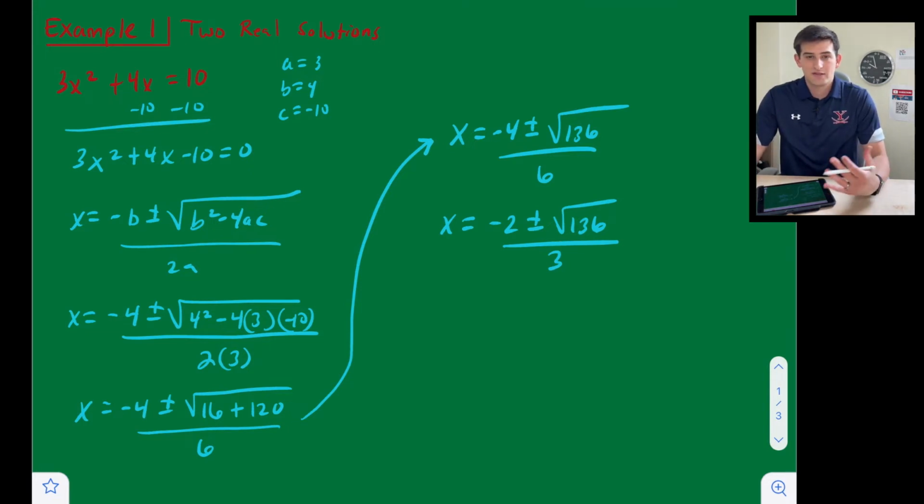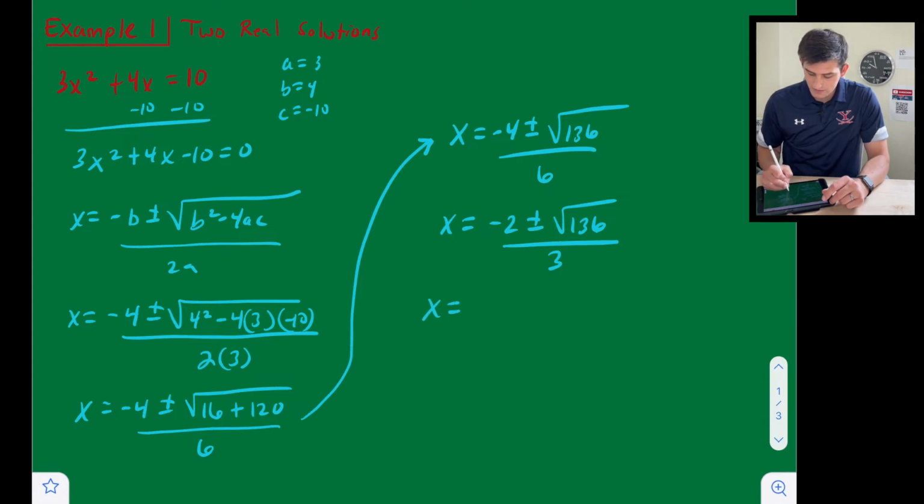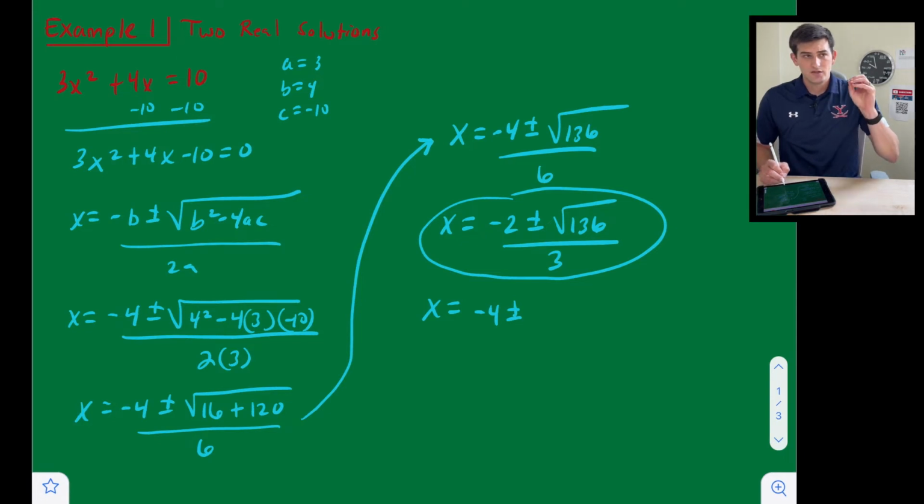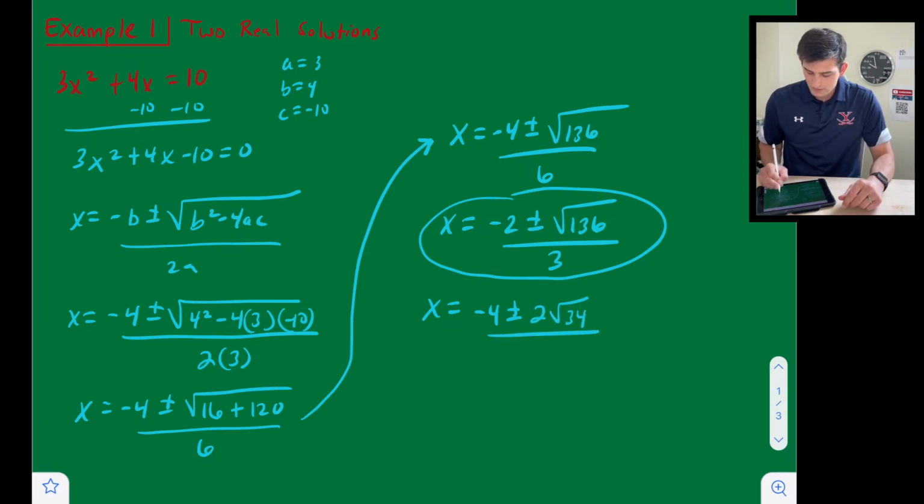Or you could simplify the square root of 136. If we take 136 and divide it by 4, the reason why 4 is because 4 is a perfect square, then it would be 4 times 34. And so we could write this as x equals, and let's circle this one for now. Let's go back to our original: negative 4 plus or minus, and now we're going to write this as 2 root 34, because we did 4 times 34 and the square root of 4 is 2. So this would be 2 root 34 divided by 6. And now we could simplify once again this 4 over 6, but we could also simplify the 2 over 6.